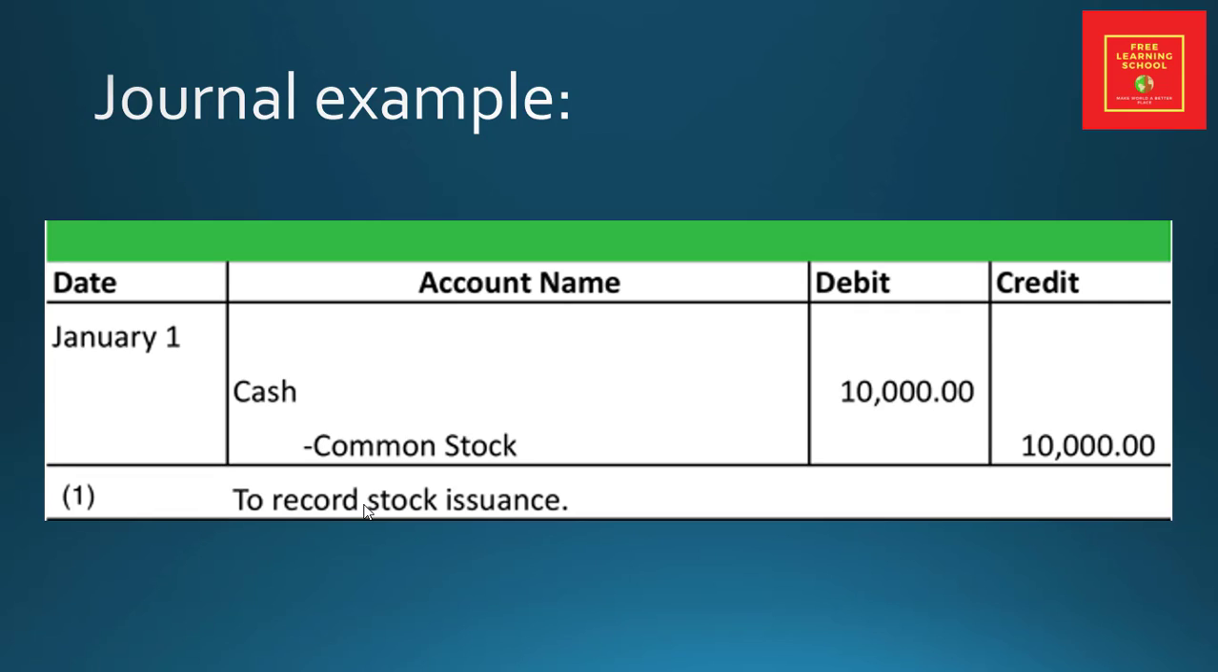So on January 1, 2019, the company issued the common stock. That's why they have recorded cash debit and common stock credit and put a small note. So this is an example of a journal entry. I think you understand what journal entry is all about.